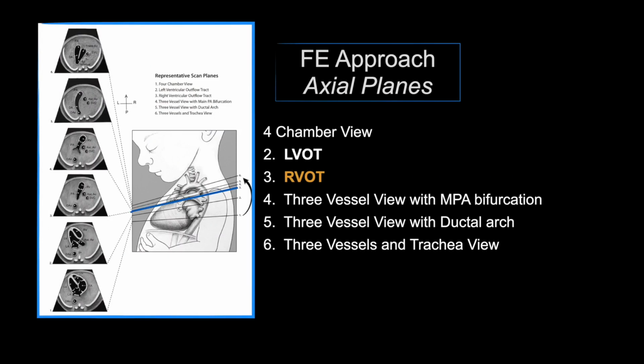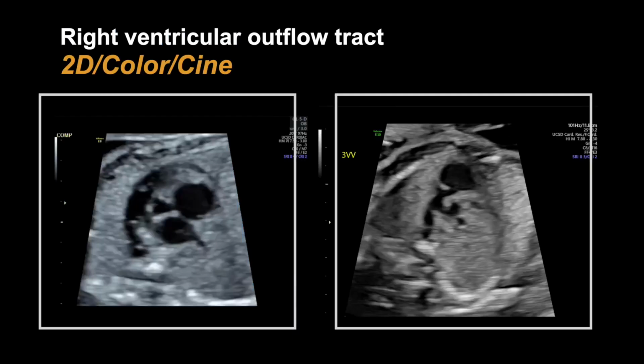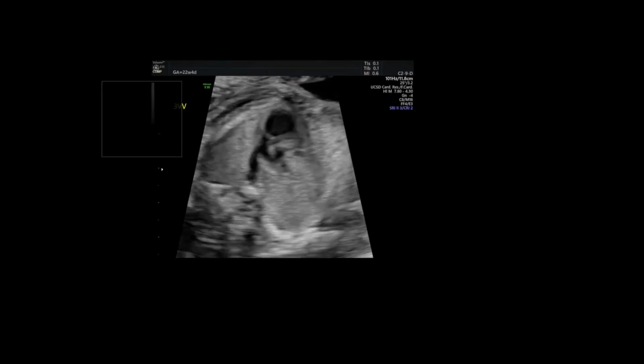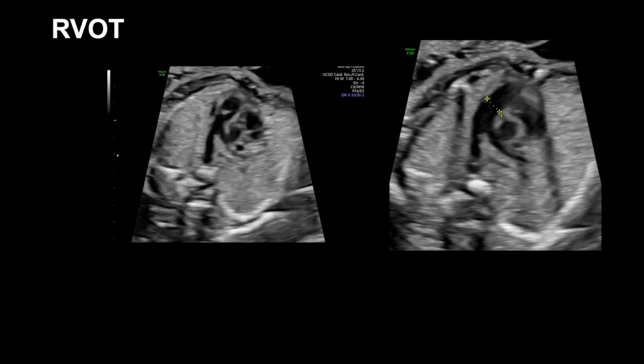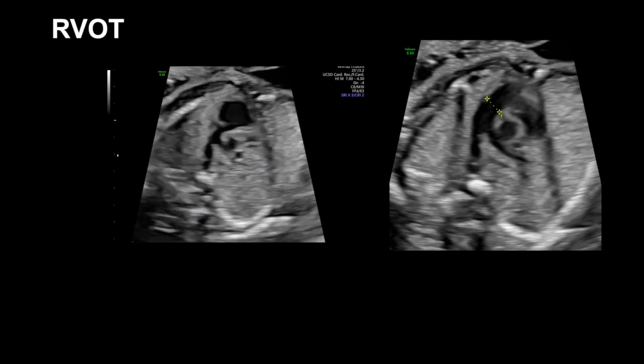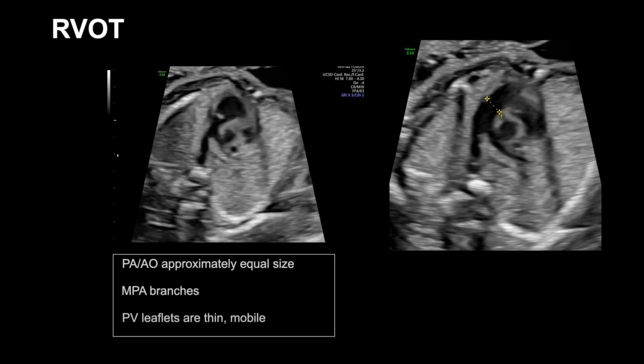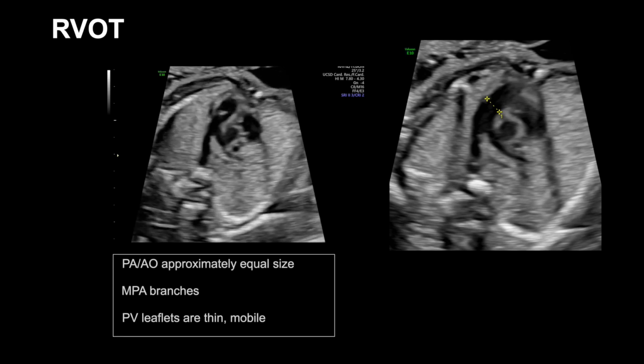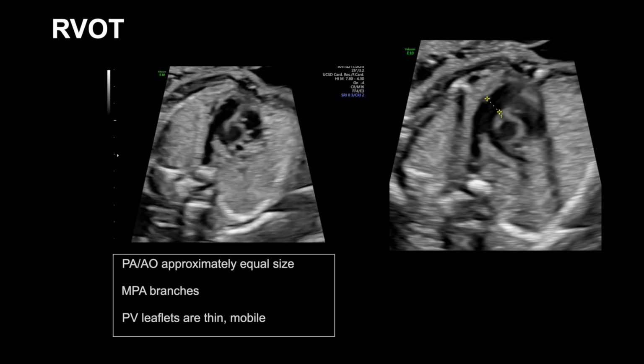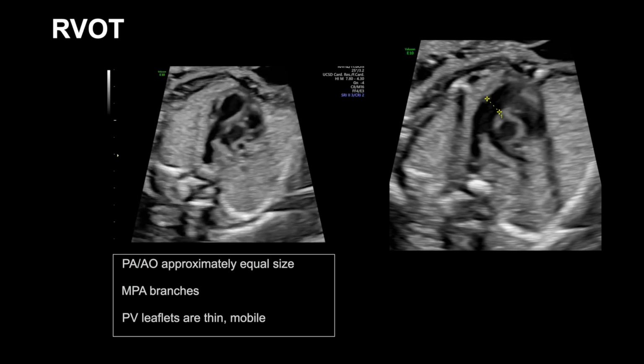Your right ventricular outflow tract. Okay, so again, 2D color and cine. And looking at our 2D first, we're looking to make sure that we look at the pulmonary artery and the aorta from this view. They should be about the same size, with the PA maybe being a little bit larger.